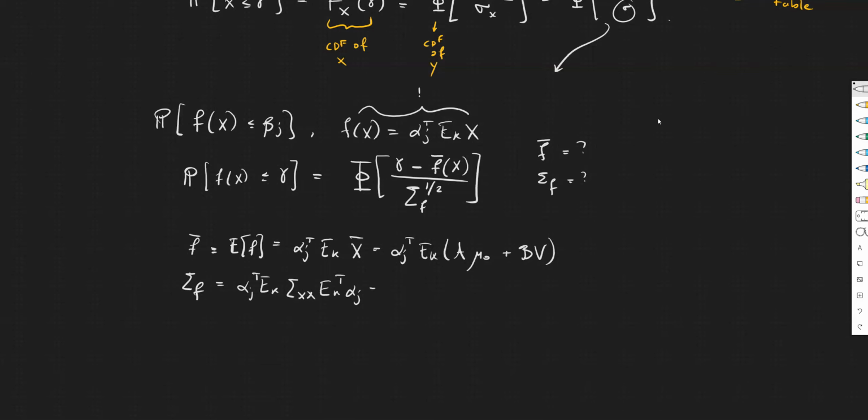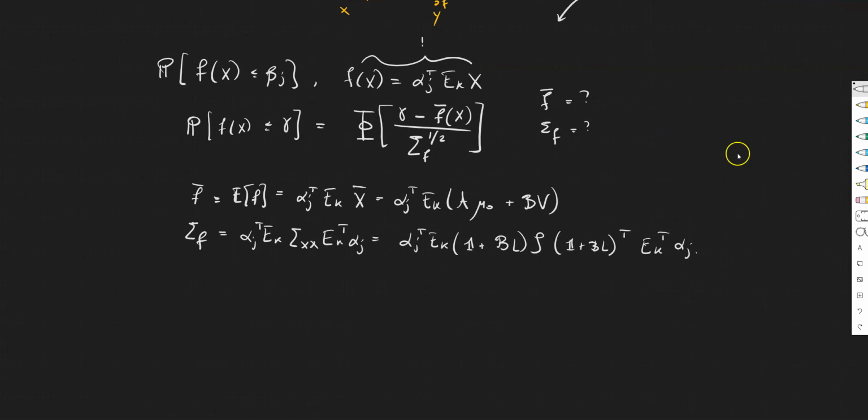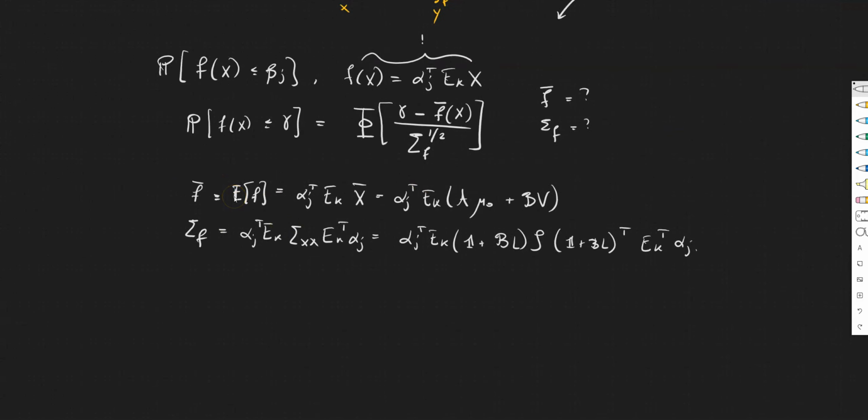And we know what sigma xx is. I'll just write it again real quick: I plus bl times s times I plus bl transpose times ek transpose times alpha j. Okay, we got the mean f bar, we got the covariance sigma f. So now we just plug it in.